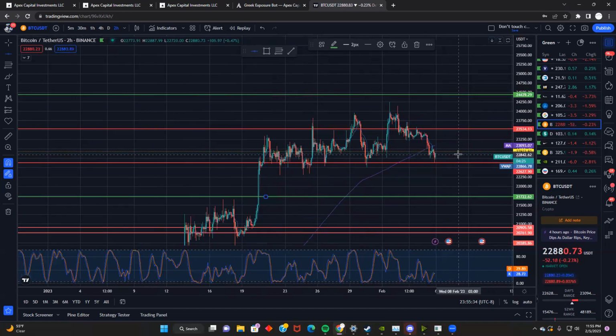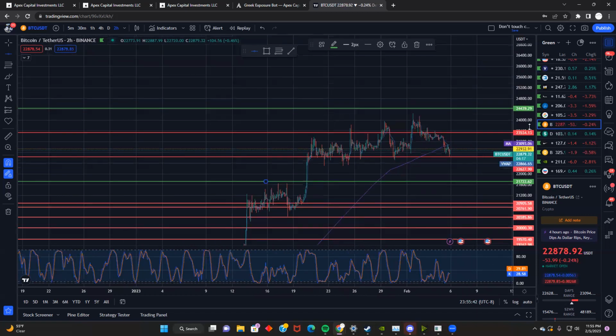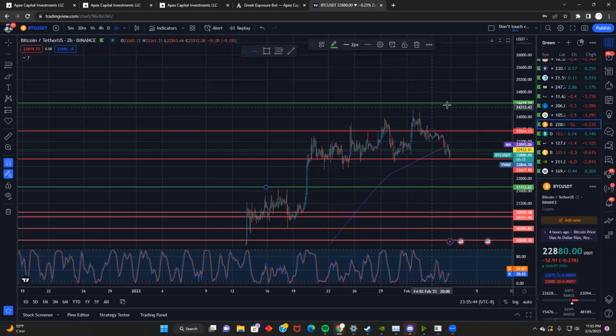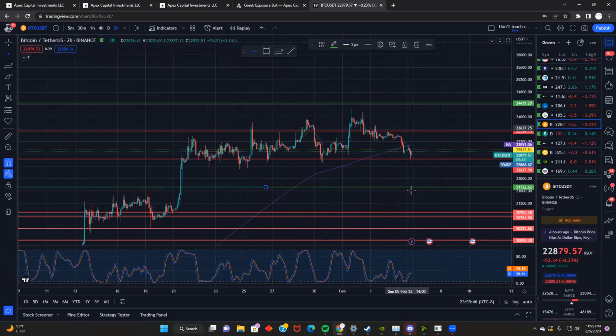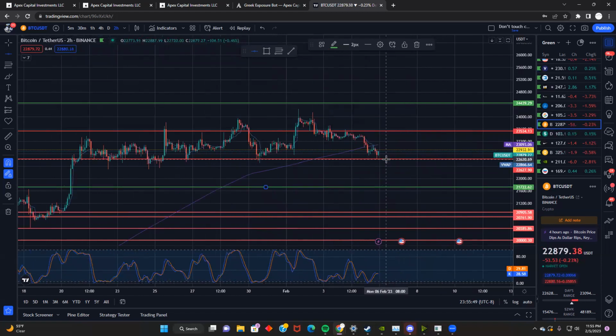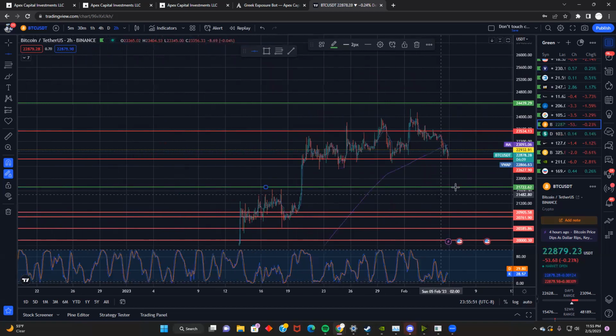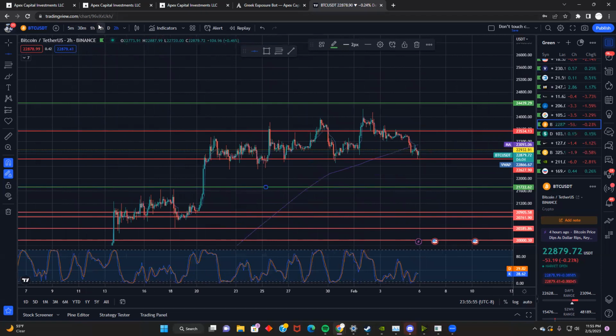If she breaks above this 23,534, expect her to tap up here, this 24,400 level. And I mean, she's already tried it, but rejected. And if she clears under this 22,627, she should fall and dump right back down to this 21,000 level.